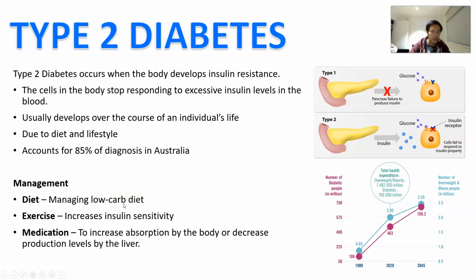You can exercise. By exercising, you increase the ability of the body to be sensitive to insulin. And then you can also take medication to increase absorption of insulin by the body and therefore glucose, or decrease production of glucose by the liver.